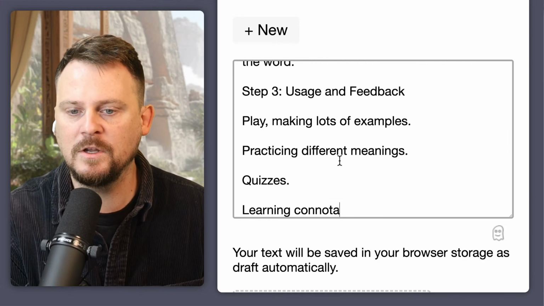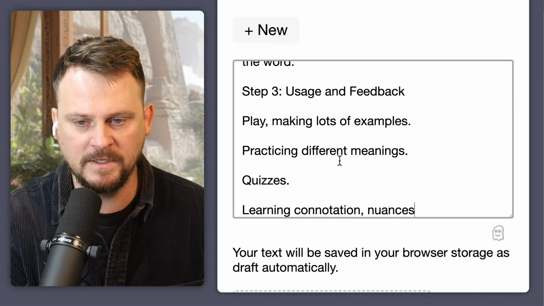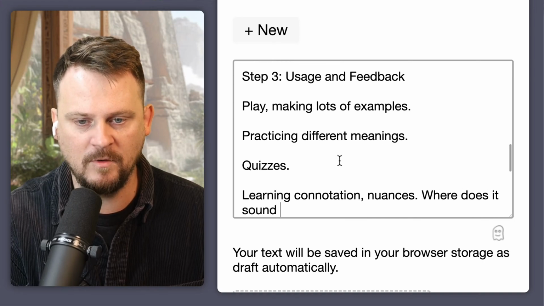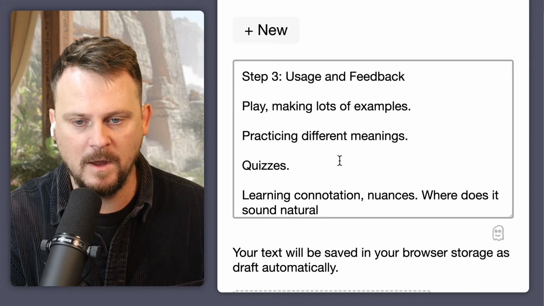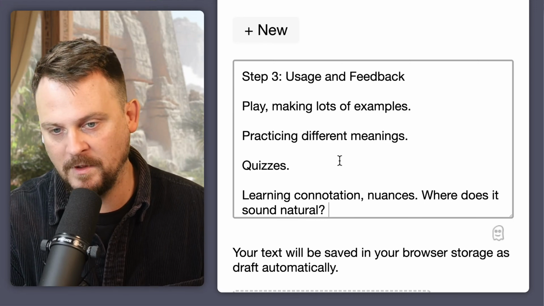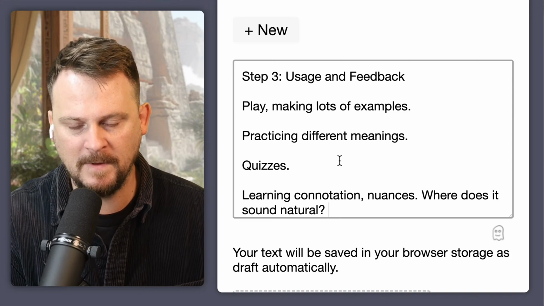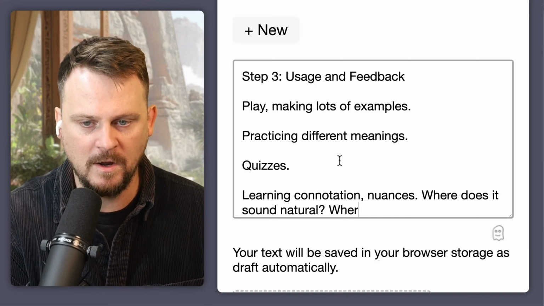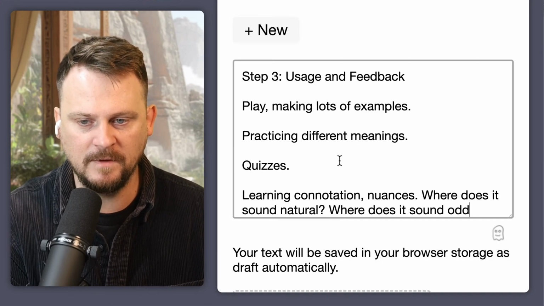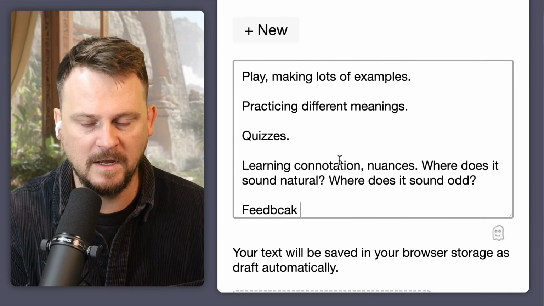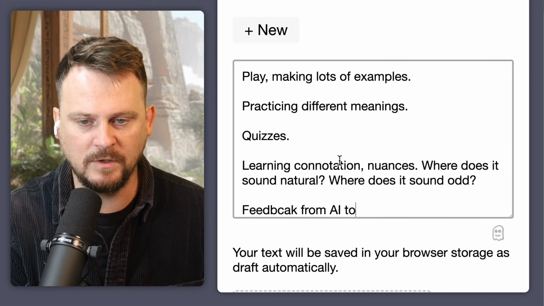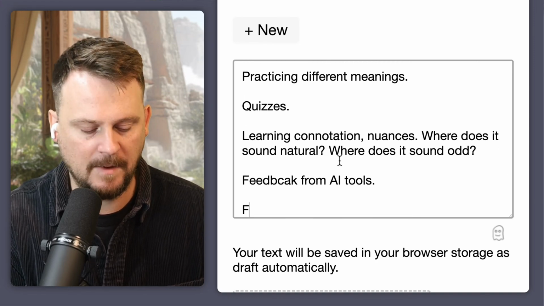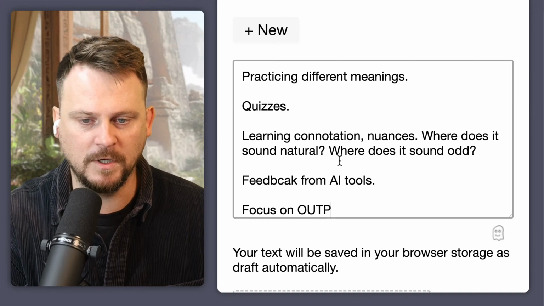Learning connotation, nuances, where does it sound natural? The example of, maybe you shouldn't use it when you're talking about trees. It may be more natural to use silhouette, right? Where does it sound natural? Where does it sound odd? Right? Feedback, especially from AI tools. But the focus is on making examples. Focus on output, okay?